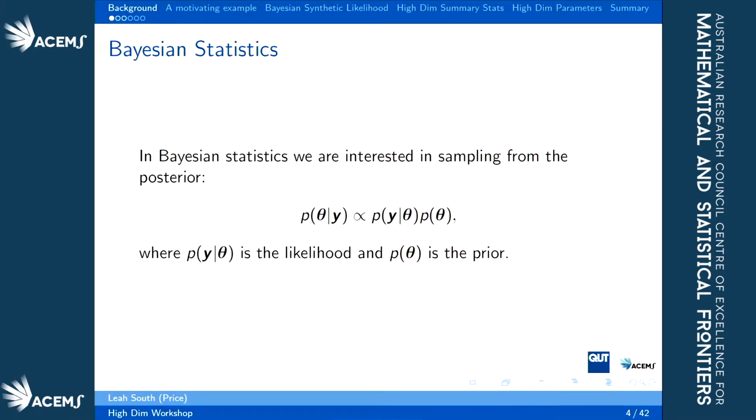Okay, so assume we've collected some data y, and it's believed to follow a stochastic process with parameter theta. Then in Bayesian statistics, we're interested in sampling from the posterior. So P of theta given y, which is proportional to the likelihood P of y given theta times the prior P of theta, which is our beliefs about the parameter independently of the data.